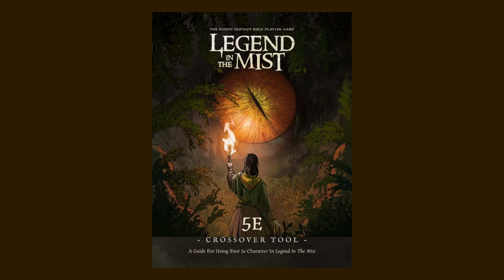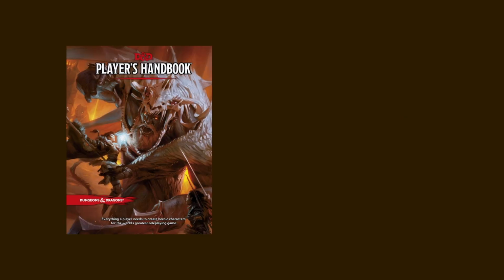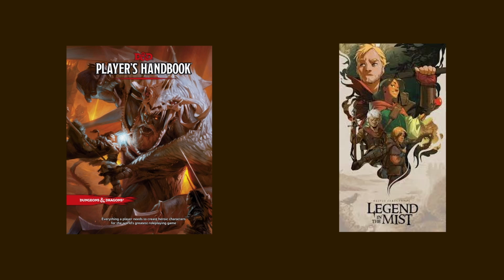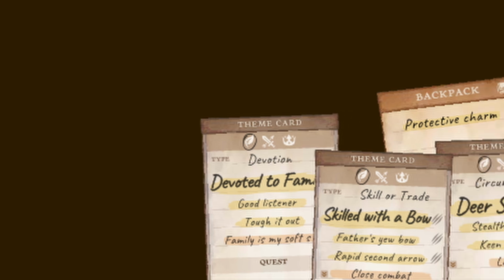Son of Oak built a tool called the crossover tool. It's a crossover between D&D 5e and their system, Legend in the Mist. With this tool, you can take your D&D 5e content and use it with the Legend in the Mist rule set. What makes a D&D character different from a Legend in the Mist character? Well, Legend in the Mist chose not to use spreadsheets to represent their characters. Instead, you get 4 lists of words and phrases to illustrate who this person is.